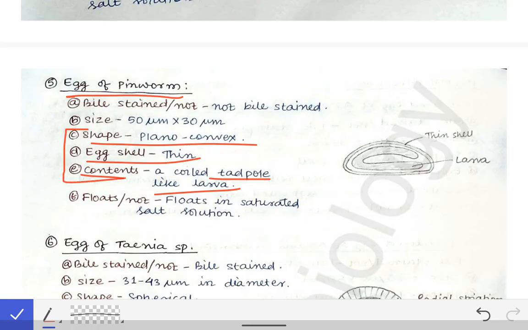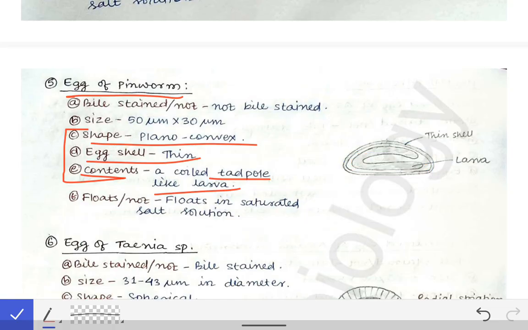See here, this is a coiled tadpole-like larva. It is evident from the diagram also that it is coiled, and it looks like a tadpole. So this is a coiled tadpole-like larva in the egg of the pinworm.